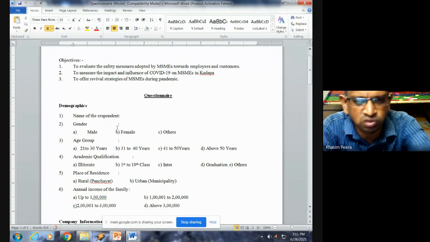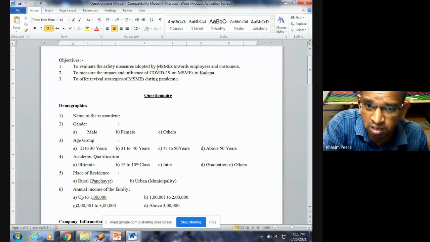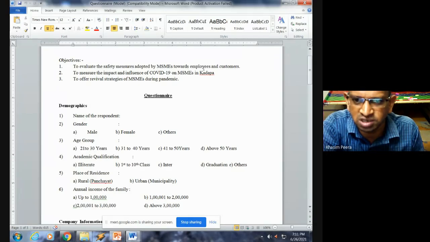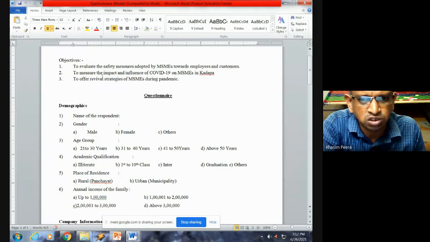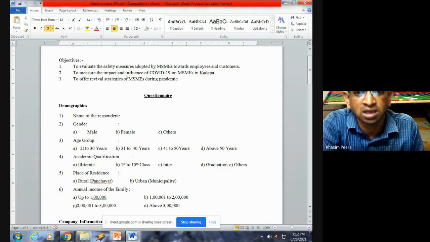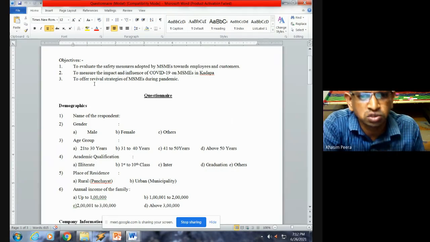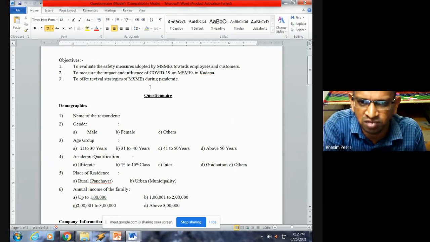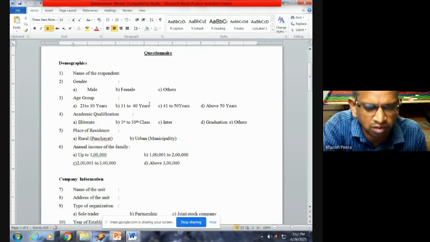I can also design the objectives: to evaluate the safety measures adopted by MSMEs towards employees and consumers; to measure the impact and influence of COVID-19 on MSMEs in Kadapa district; and to offer real strategies for MSMEs during the pandemic. Based on that, I can prepare the questionnaires.